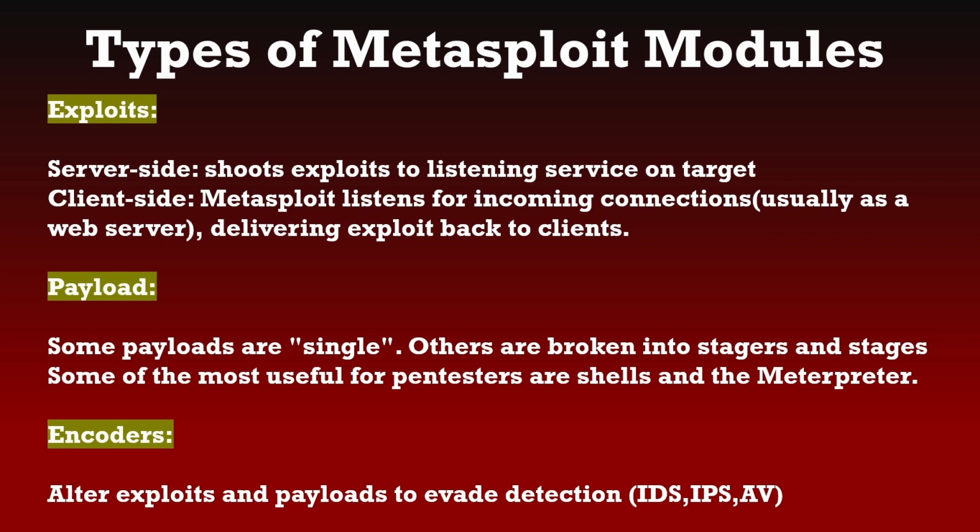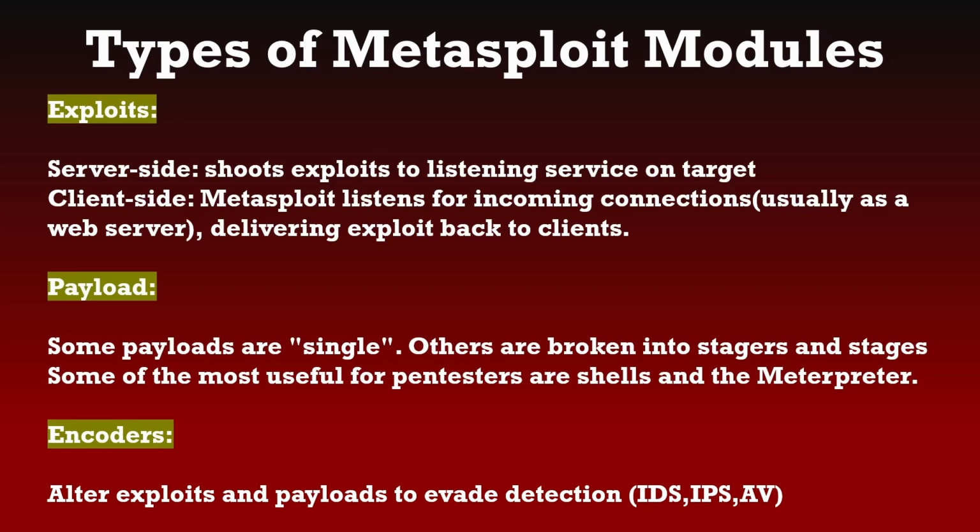Some of the exploits are server based, like a server-side attack, which exploits a listening target service across the network. Others are client-side exploits, which listen on the network for inbound requests from vulnerable clients, delivering back an exploit in response. Next one is payload. These modules are the code that the exploit causes to run on a target system. Some payloads are singles, having all of their loading, communication, and feature code in a single module package. Others are broken into stagers and stages. We'll see what stagers and stages are in our upcoming slides.